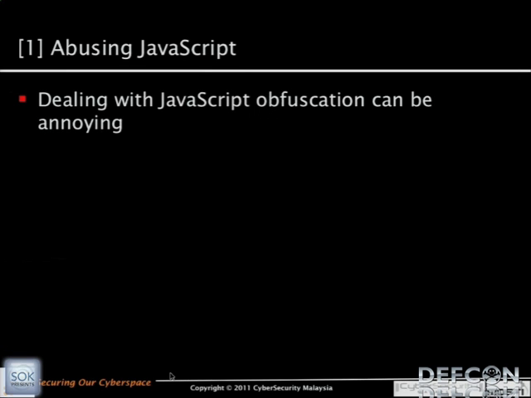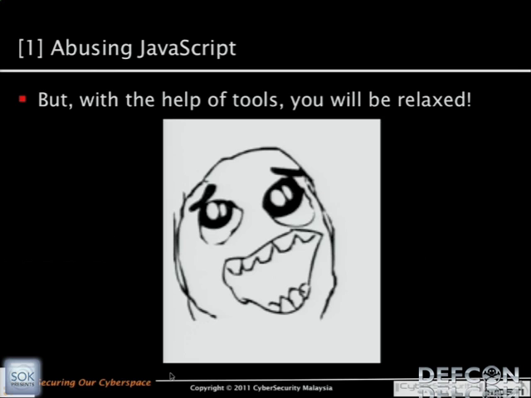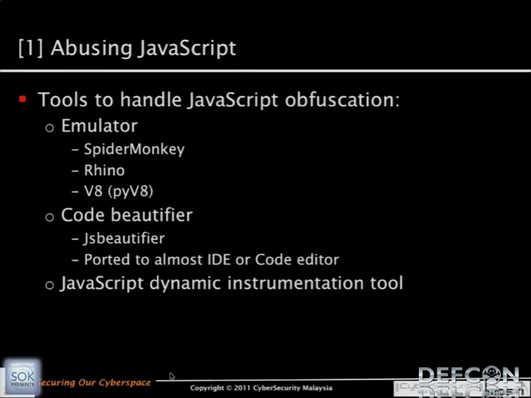Dealing with JavaScript obfuscation can be annoying. There are many ways people can fool you with JavaScript. Like I said previously, JavaScript obfuscation involves creativity. So if the bad guy is more creative than the analyst, you always end up frustrated. But I believe with the help of tools, you will be a little more relaxed, because there is a tool to help you automate or make your analysis easier. For example, to run the JavaScript, you need some sort of emulator for that.